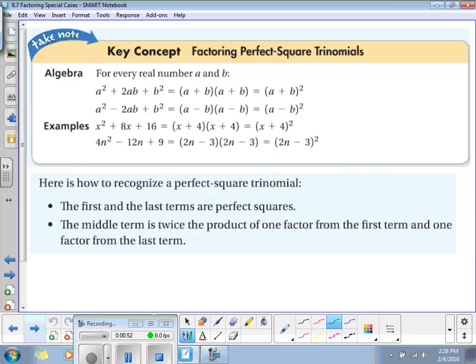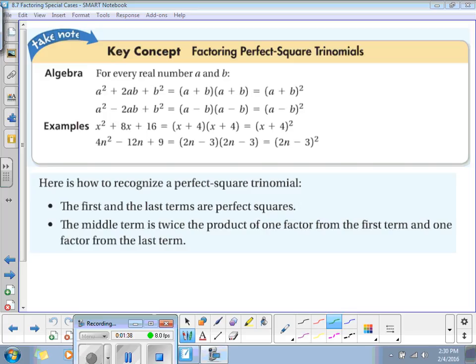So if we take a look at our rule here, you can see that the trinomial a squared plus 2ab plus b squared is a perfect square trinomial because the first term is squared and the last term is squared. Okay? So here's how you can recognize a perfect square trinomial. This is what you need to make sure you write down. The first and the last terms have to be perfect squares. The middle term is twice the product of one of the factors from the first term and one factor from the last term.